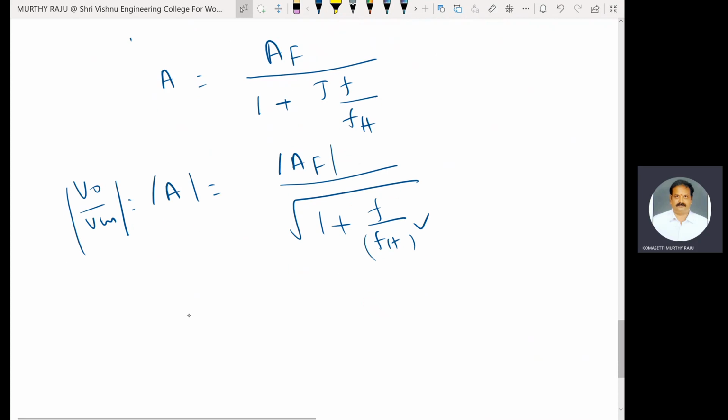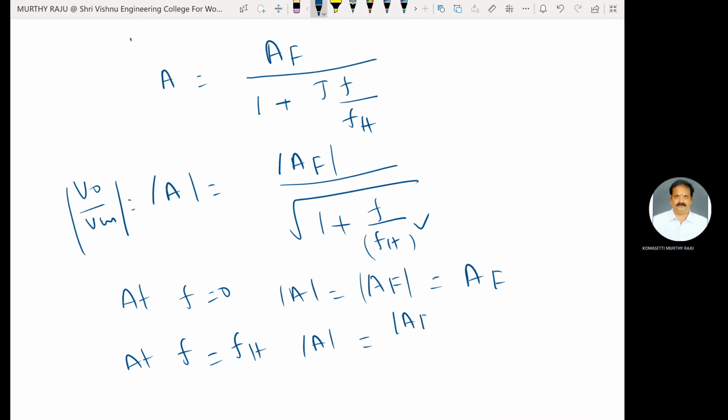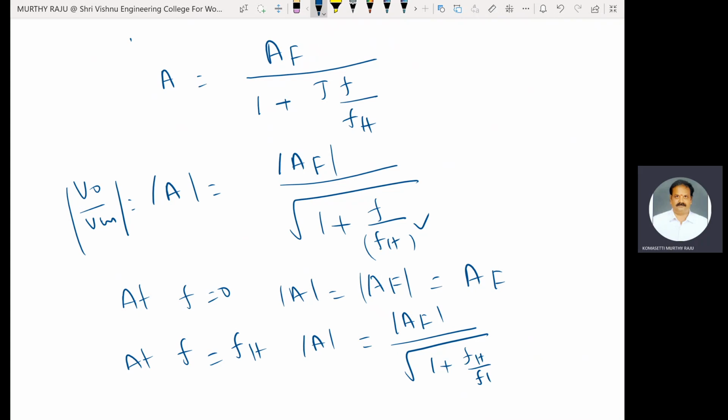At frequency F equal to 0, mod A is equal to mod AF, that means AF. At F is equal to FH, mod A is equal to mod AF by square root of 1 plus FH by FH whole square. That is equal to AF by square root of 1 plus 1, that is AF by root 2.